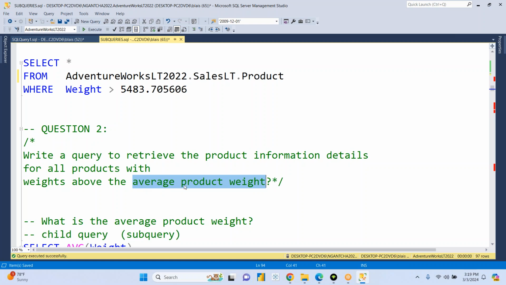We have to investigate it. But what is the average product weight? That's a key part we have to know before we can solve this question. What is the average product weight?